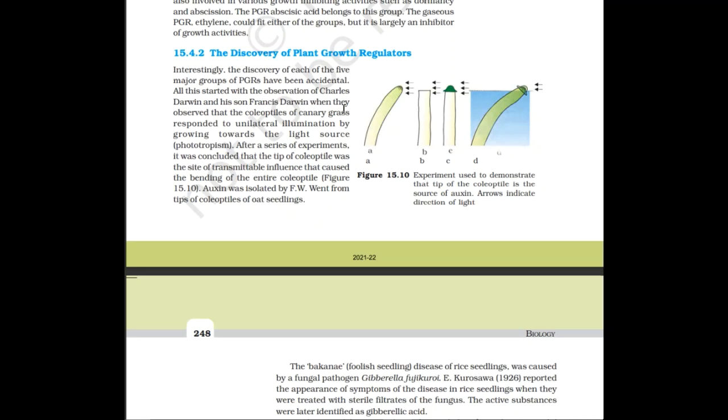Figure 15.10 represents this. Auxin was isolated by F. W. Went from tips of coleoptiles of oat seedlings. Here they have represented the experiment used to demonstrate that the tip of the coleoptile is the source of auxin. The arrow indicates the direction of light. The growth occurred toward the direction of light.